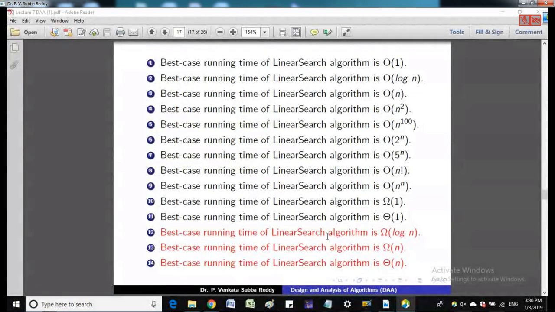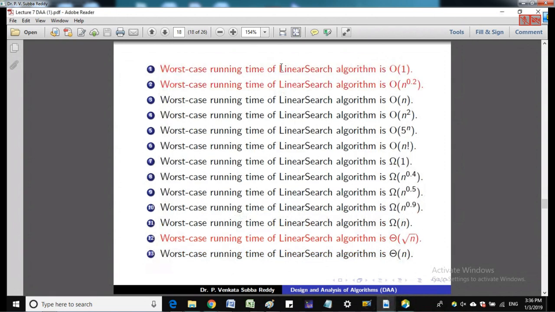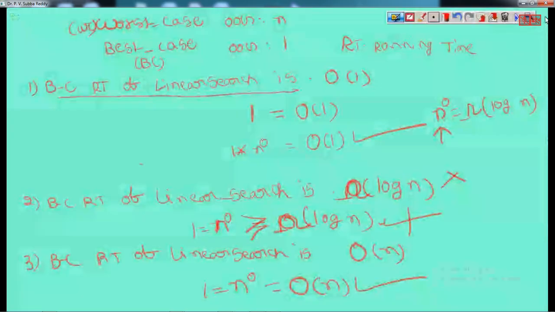This is actually big omega of n. This is also wrong. Similarly, worst case running time is big O of 1. Is it correct? That is also not correct. Why? Because in the worst case, it is n.